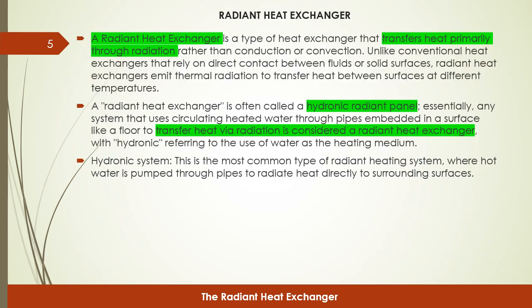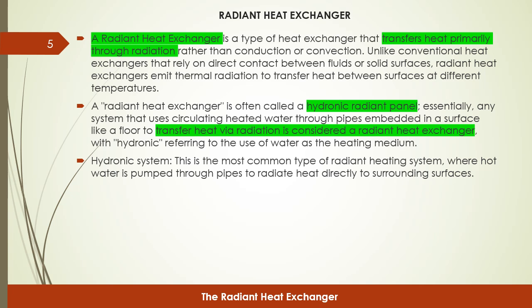Now let's talk about the main thing. The radiant heat exchanger is a type of heat exchanger that transfers heat primarily through radiation rather than conduction or convection. As the name implies, its main mode of heat exchange is radiation. Unlike conventional heat exchangers, they do not rely on direct contact between fluids. The radiant heat exchanger emits thermal radiation to transfer heat between surfaces at different temperatures. So the mode of heat exchange is the emitting of thermal radiation between the surfaces.